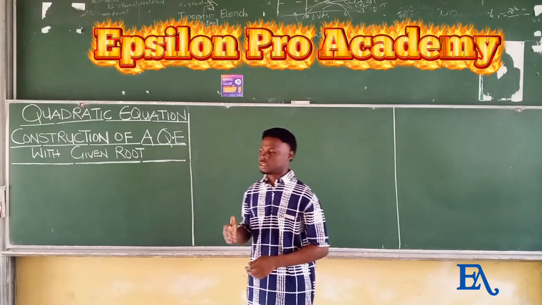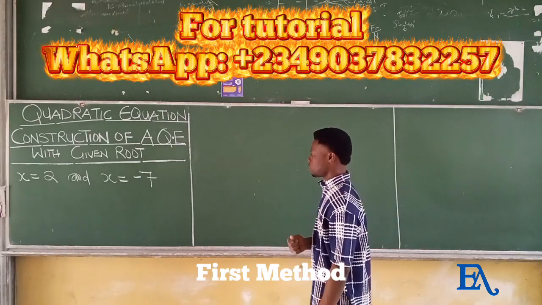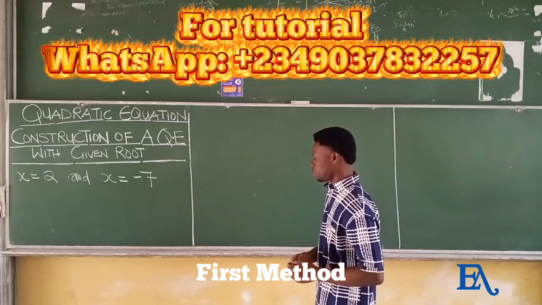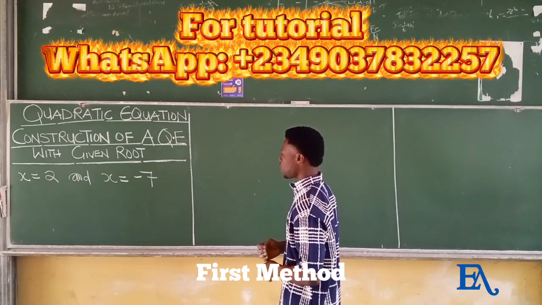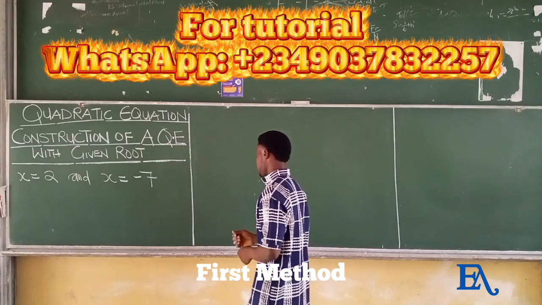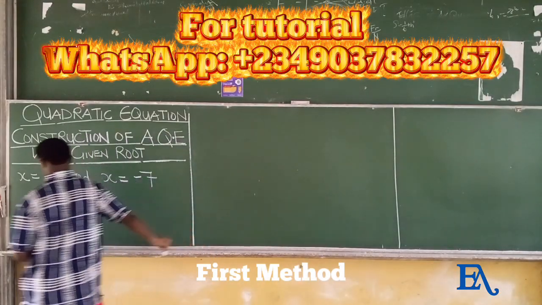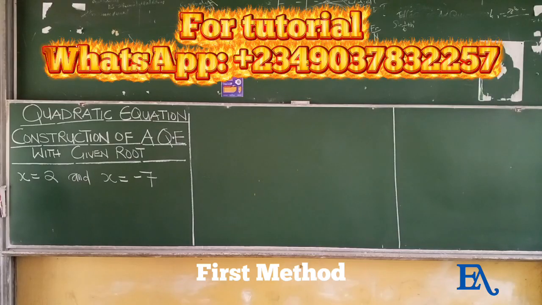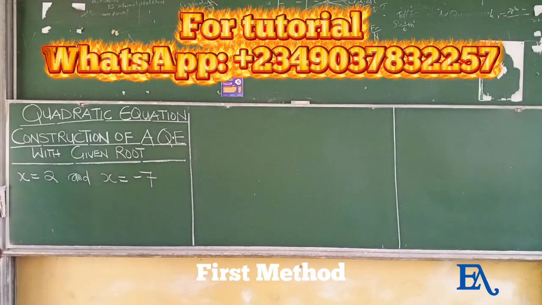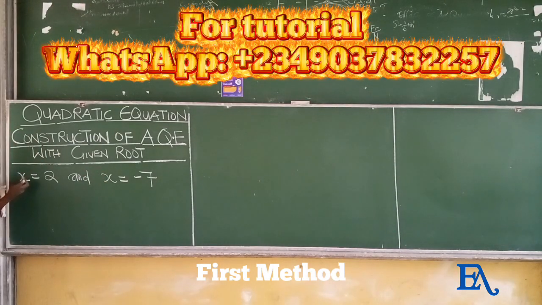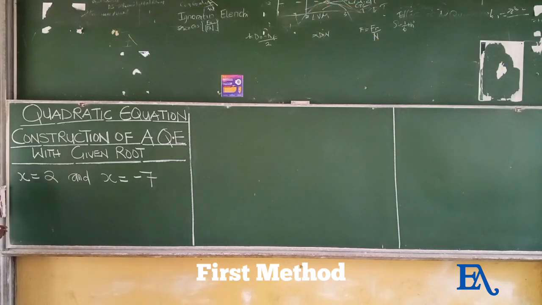The first is this. So, let's consider this example on the board. x is equal to 2 and x is equal to minus 7. The first root on the board is x equals plus 2 and the second root is x equals minus 7. First thing first, let's examine the roots by equating each root to 0, by a collection of like terms.